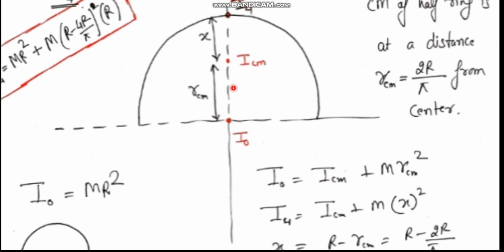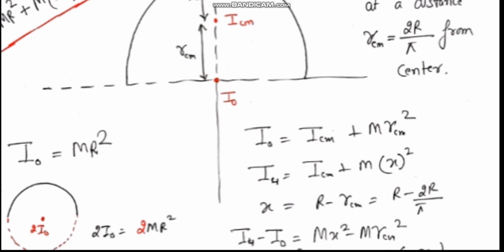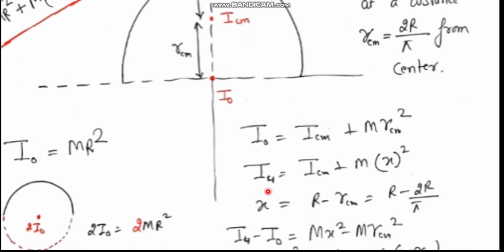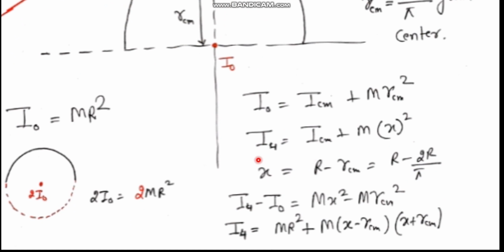This is ICM, which I don't know. I have written I0 equals ICM plus M into the distance between them squared, that is M RCM squared. Similarly, for I4 and ICM also I can relate. I4 is equal to ICM plus M X squared, where X is R minus 2R by pi. Now I subtract these two equations.